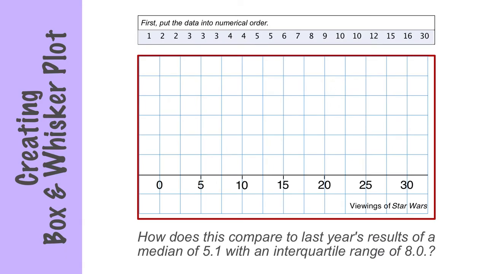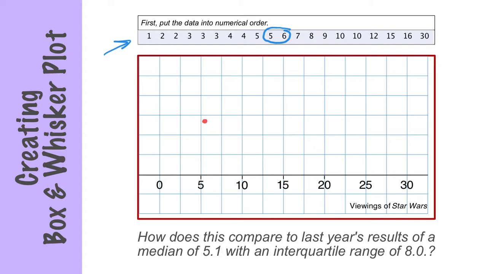First things first, we put our data in order, and then we find the median. So we count up our data points, and we know that the median is in the middle. So the median is going to be 5 plus 6 divided by 2, which is 5.5. So in our box and whisker, at about 5.5, I'm going to indicate right about there.